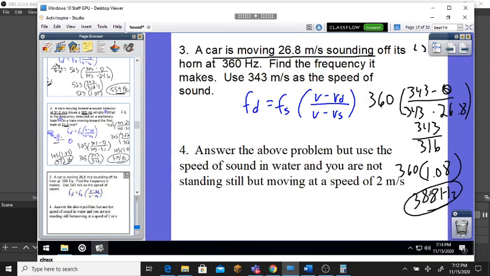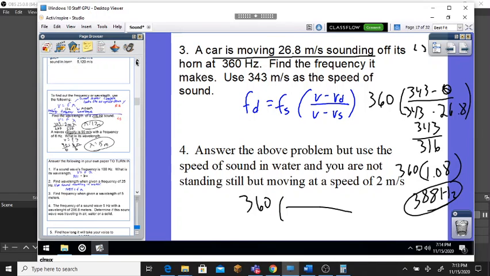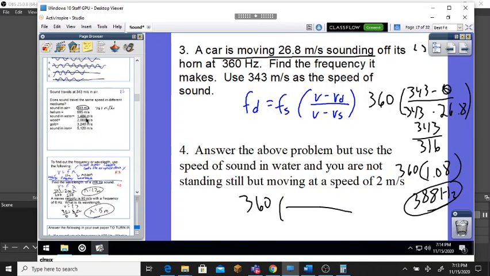Okay, now there are some problems like this one. It says answer the above problem, but use the speed of sound in water, and you are not standing still but moving at a speed of 2 meters per second. So everything is pretty much the same, 360. But this time, instead of 343 for the velocity, we're using the speed of sound in water. If we check our notes, the speed of sound in water is 1484. You always use 343 unless the problem specifically tells you to use something else.